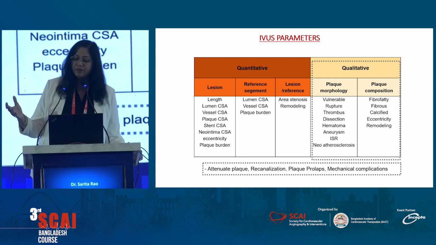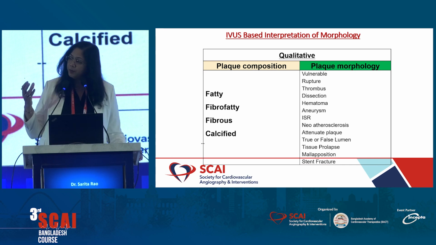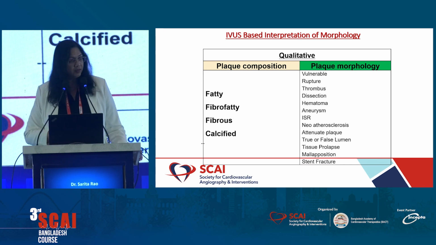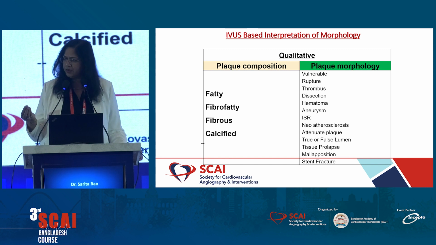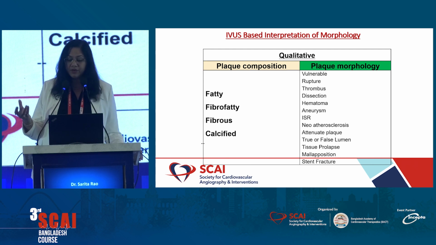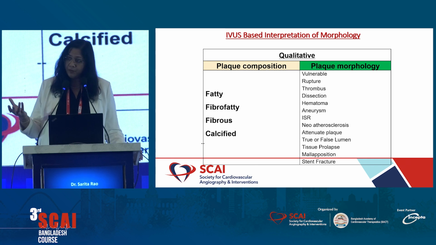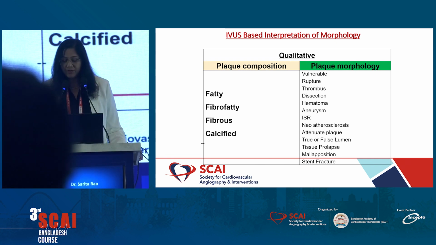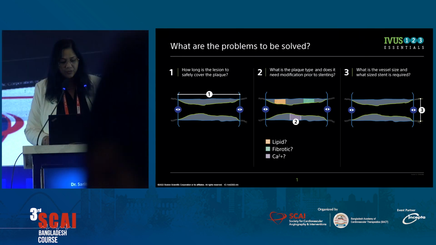Again, qualitatively, you want to look at the morphology and the composition. So what about the composition? You want to see if it's a calcified lesion, a fibrous, stable lesion, or a fibrofatty lesion. And for the morphology, you want to see if this was an ACS, is there a thrombus, a rupture? Is there a vulnerable plaque there? If it's an ISR, you want to see if it's atherosclerosis. You want to see if there's a dissection, a tissue prolapse, a malapposition or a stent fracture at the end. So all of these things can be looked at very well with IVUS per se.